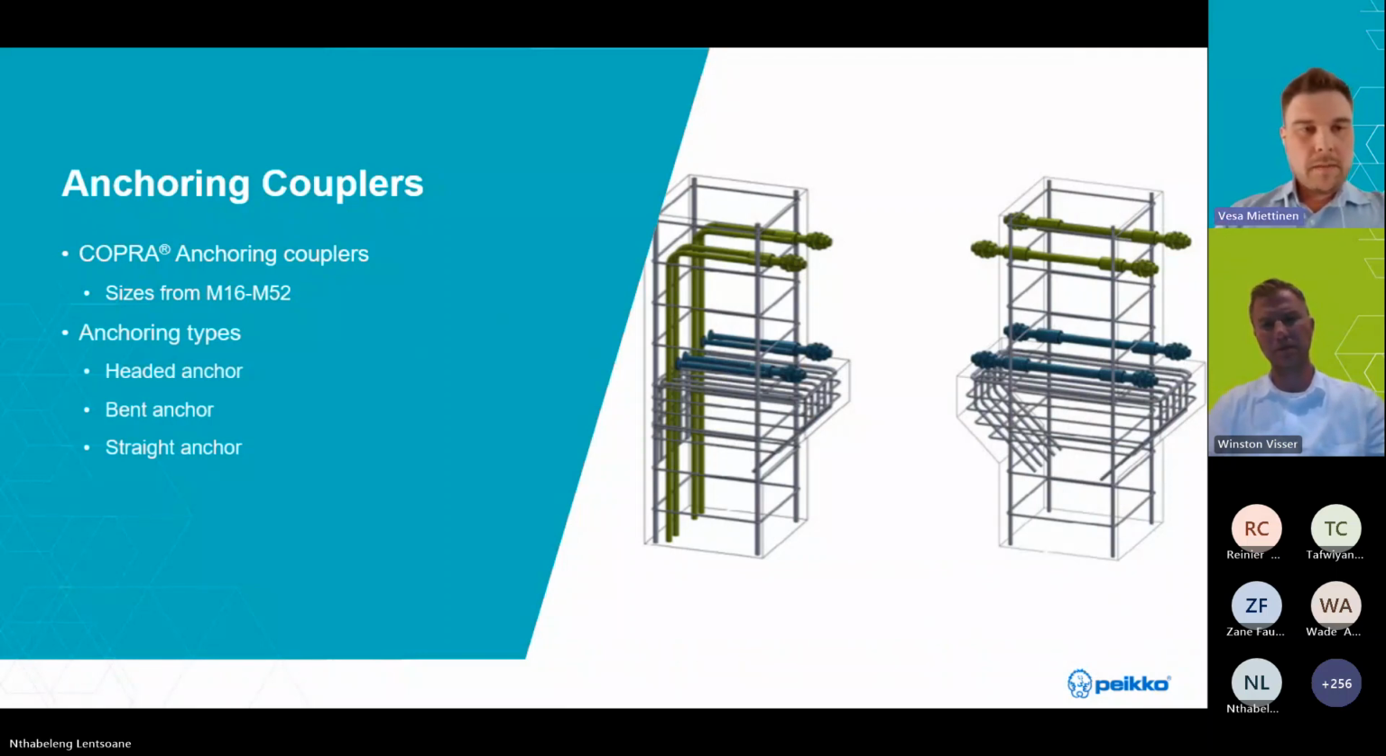We have sizes covering from M16 to M52. A lot of different types of anchors. If you're looking for headed anchors, these are available, as well as bent anchors, which you see here on the left side of the picture. And then, of course, straight anchors or double-sided anchors. If you have a beam connection on both sides, you can use those as well, or a combination of all of those.